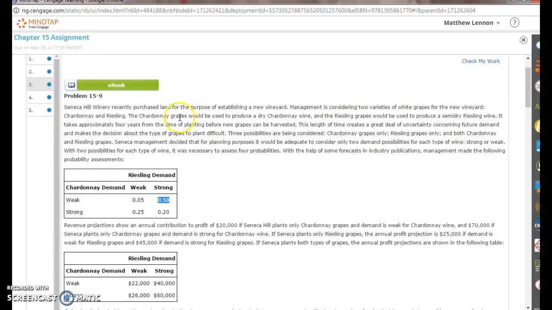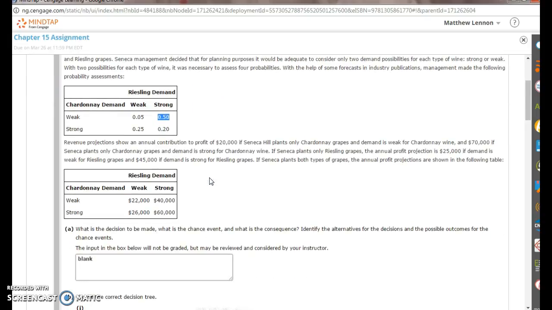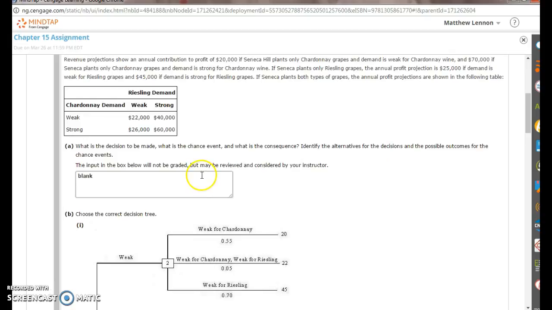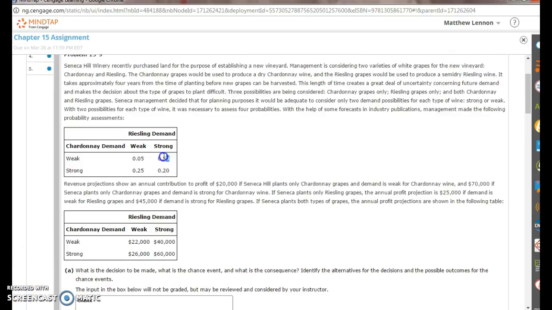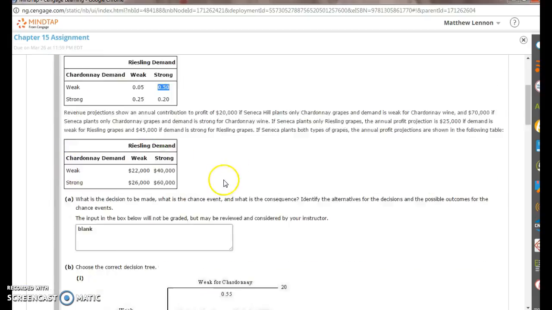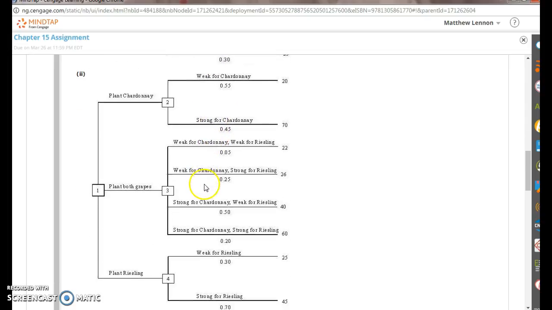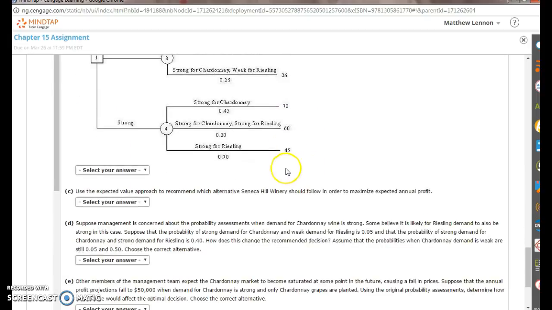So let's see if we can see it up here in the word problem, with the help of some forecasts. Okay, I got confused for a second, but we were reading it correctly. Weak for Chardonnay and strong for Riesling should be this 0.50. Let's compare the two. Option 2, weak for Chardonnay and strong for Riesling, says 0.25, which is incorrect. Option 3, planting both grapes, weak for Chardonnay and strong for Riesling, is 0.5. So decision tree number 3 is correct, and the probabilities match. We're going to choose option 3 there.